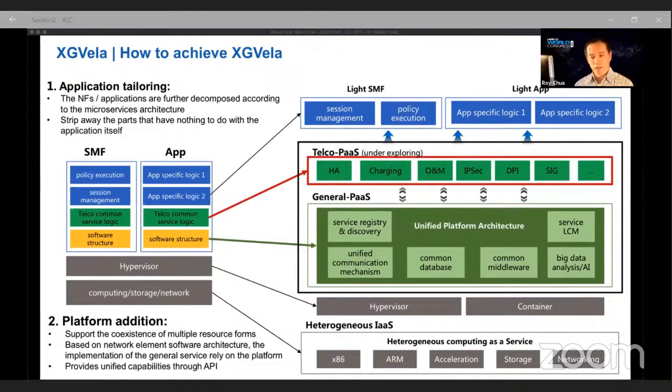Got it. Well, thank you, Stefano. With regard to XGVela or other initiatives, what are the specific areas in terms of CNTT and TIP collaboration? Any concrete examples or working groups that you want to talk about? Anyone on the panel?